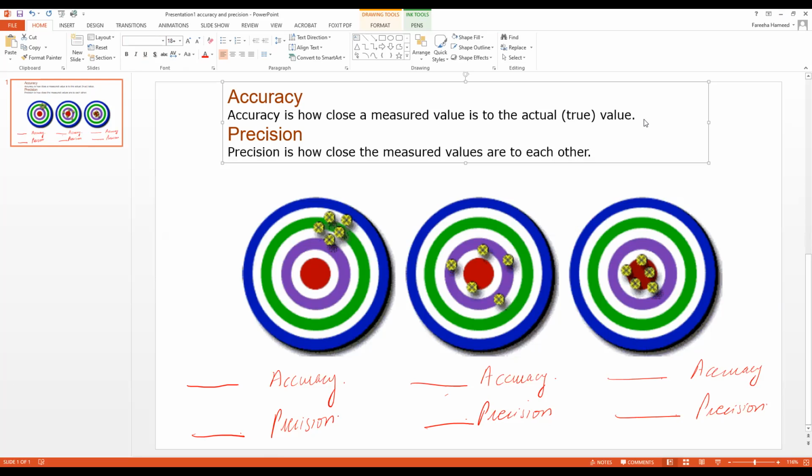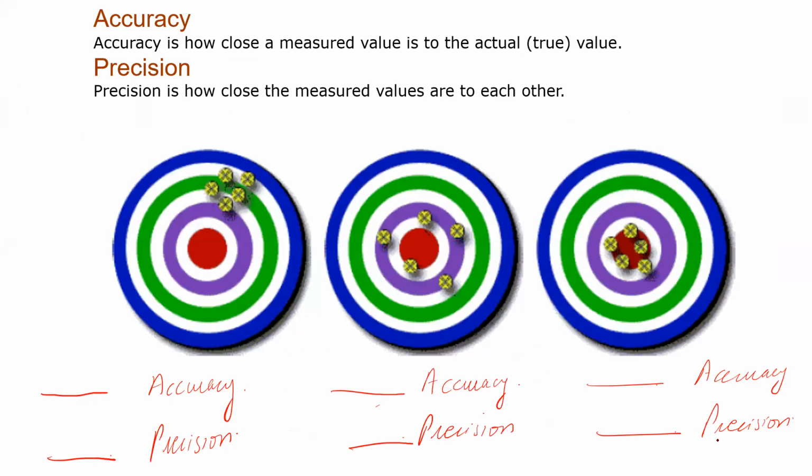So who would like to answer for figure number 1? Me, Sahib. Take your turns. Okay. So Sahib, yes. What's your answer? For the first one, it's not accurate. The answer is either low or high. Okay, so low accuracy and high precision.